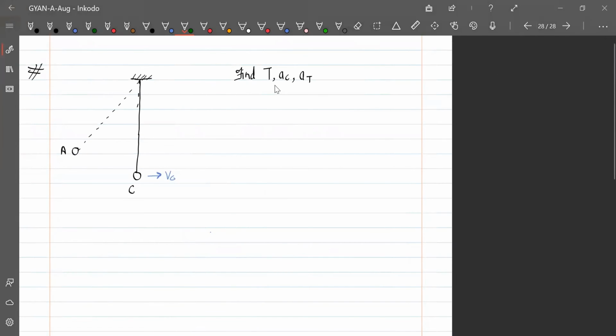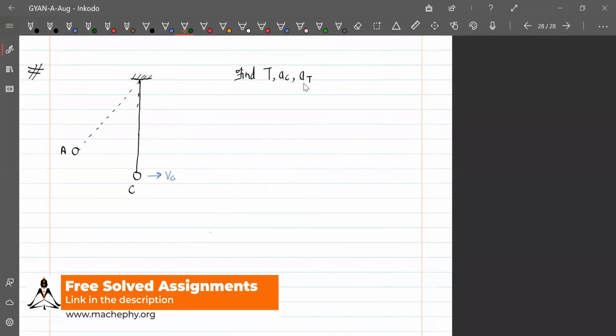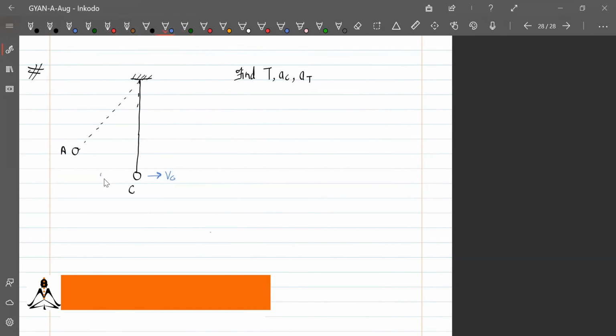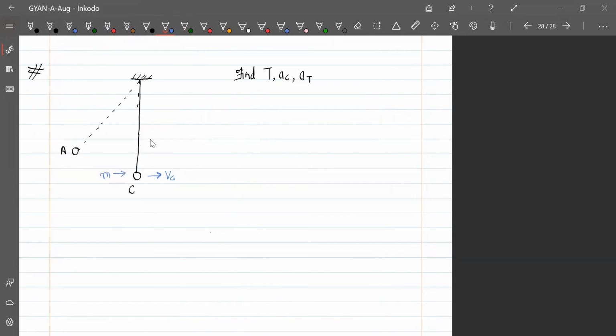Okay, so for this we have to calculate tension, centripetal acceleration and tangential acceleration. Of course, the mass is given as m. Mass of the bob is m. Vishwagar, can you tell me the tension in this case?